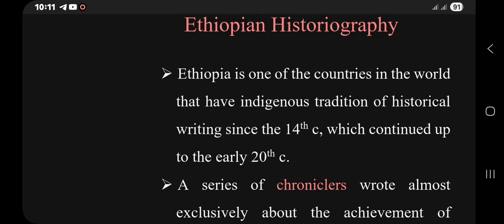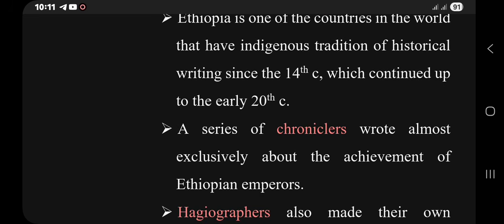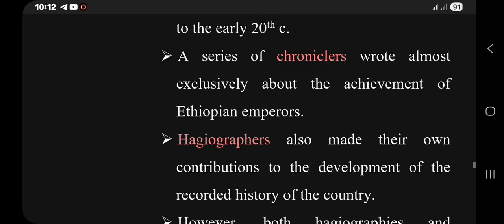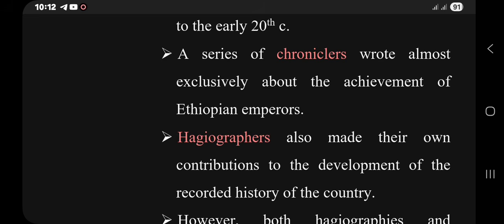When I say chronicle, it was an account written by chroniclers about Ethiopian emperors, about their achievements and daily life. A chronicler, a person who writes a chronicle, wrote almost exclusively about the achievements of Ethiopian emperors. The next indigenous form of historical writing in Ethiopia was hagiography.